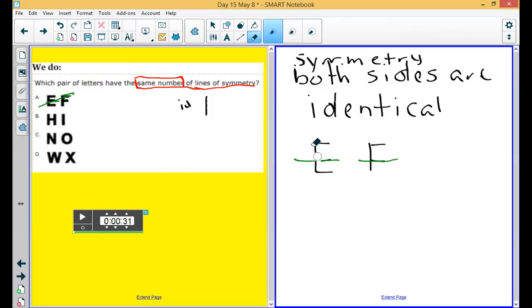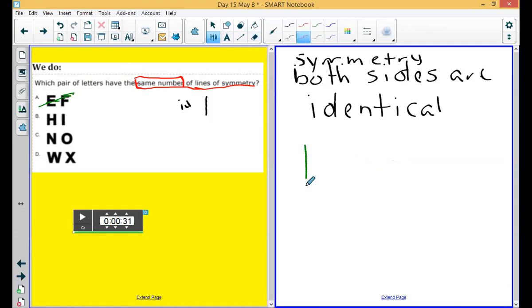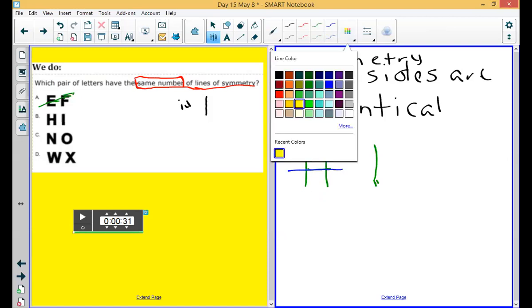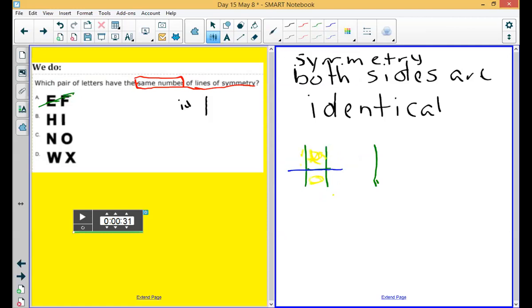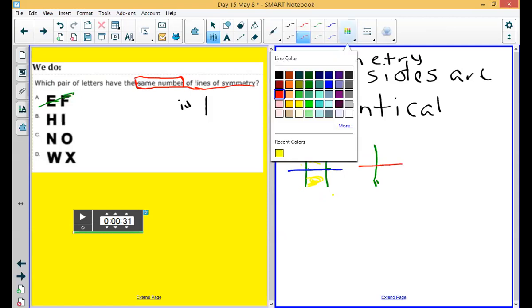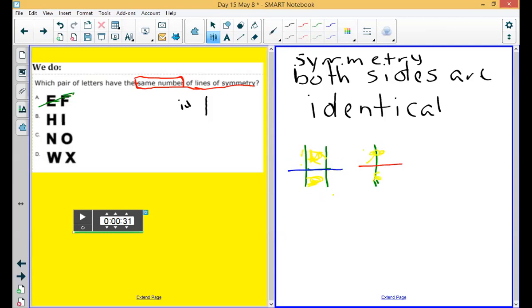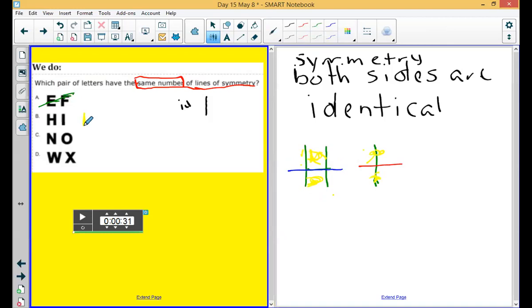So now let's go to H and I. So write H and I on your paper. All right, so you have a capital letter H and you have a capital letter I, and these are box letters. If I first take the letter H and draw a line through it, this side would be symmetrical with this side. So this part of H looks like this part of H. If I did the same thing to I, then this part of I looks like this part of I. Okay, so far H and I have at least one line of symmetry.